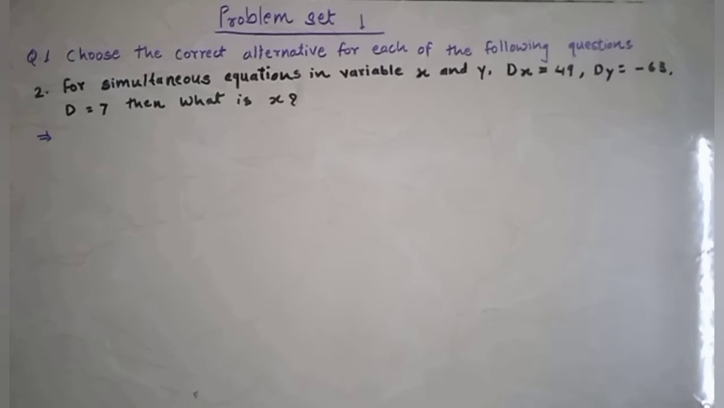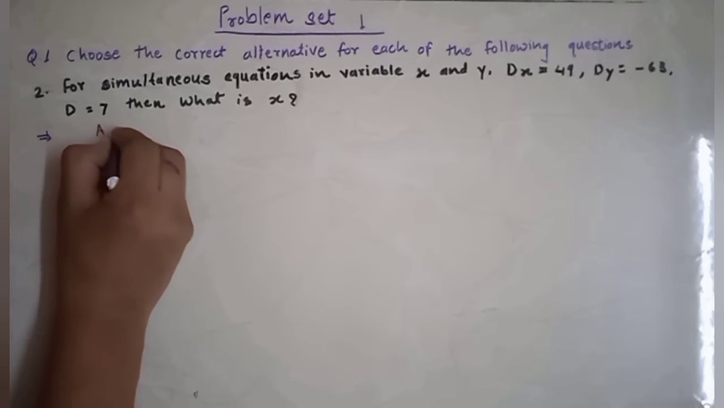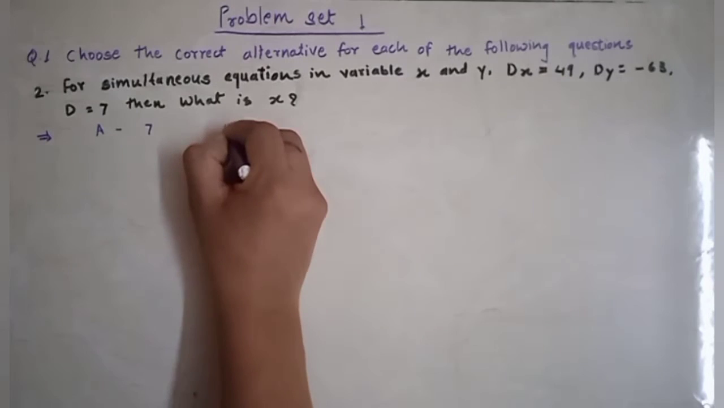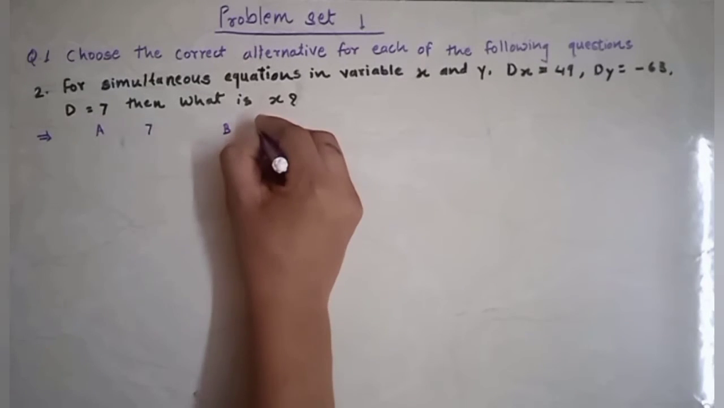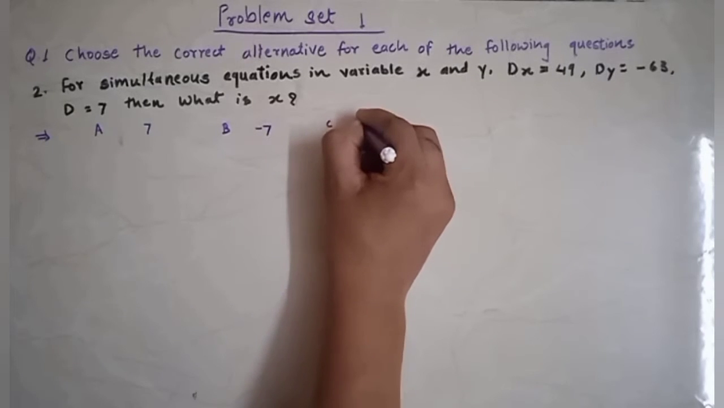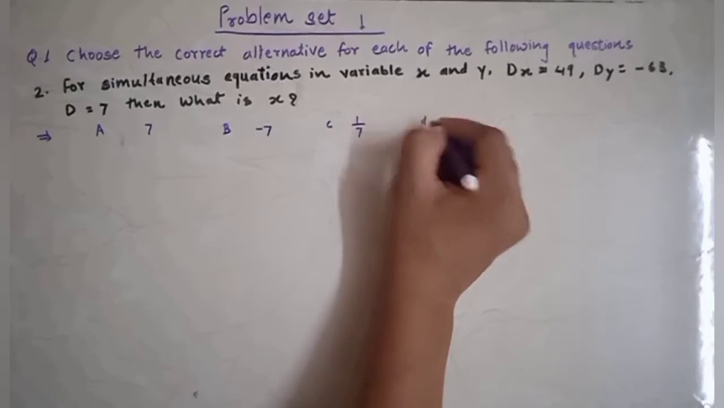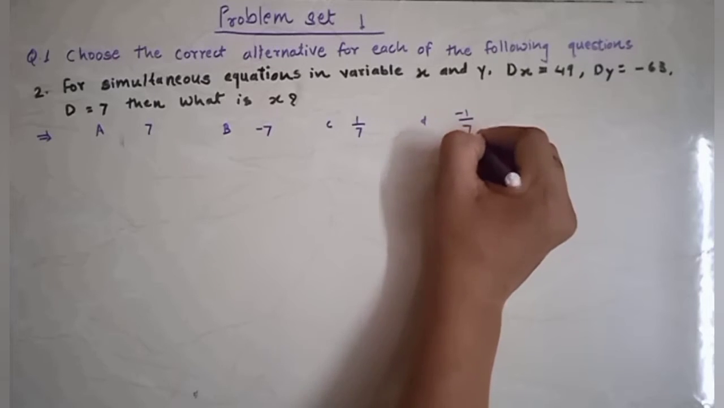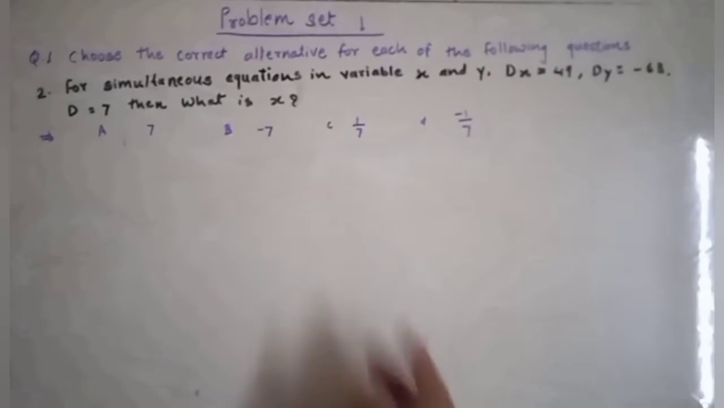For simultaneous equations in variables x and y, Dx is equal to 49, Dy is equal to minus 68, D is equal to 7, then what is x? So we have to find here the value of x. Our alternatives are A is 7, B is minus 7, C is 1 upon 7, and D is minus 1 upon 7.